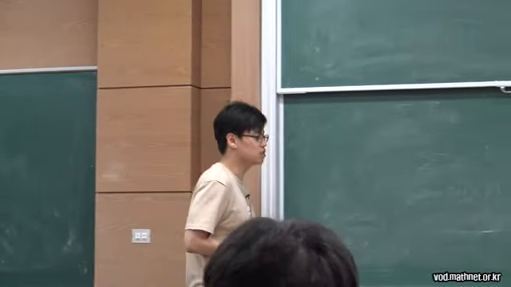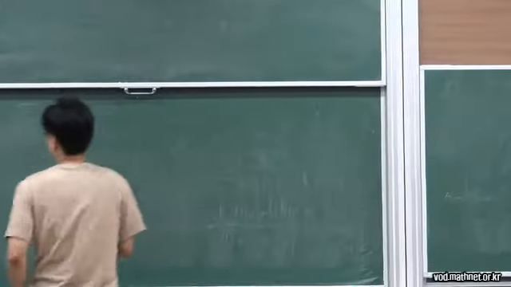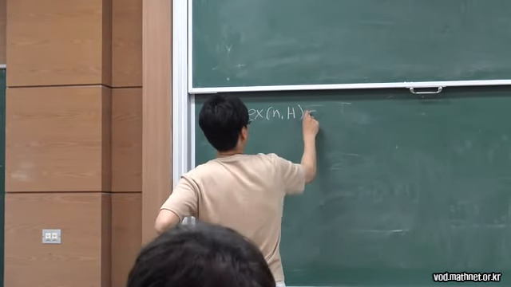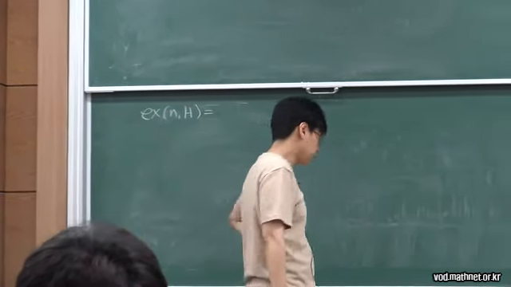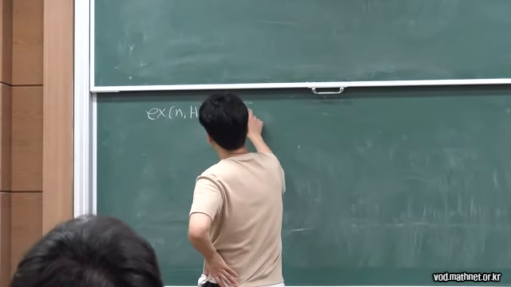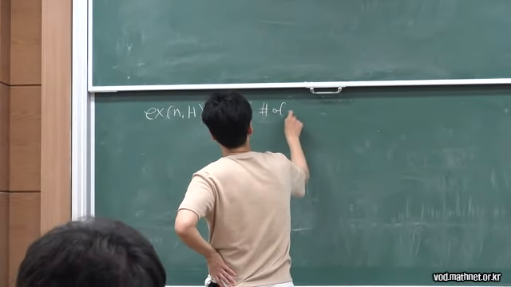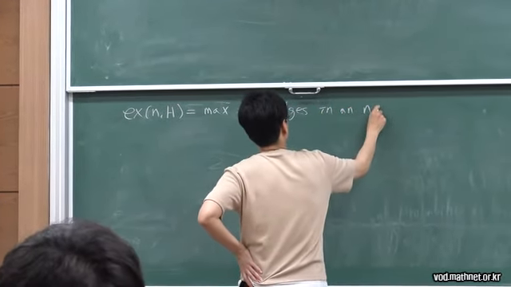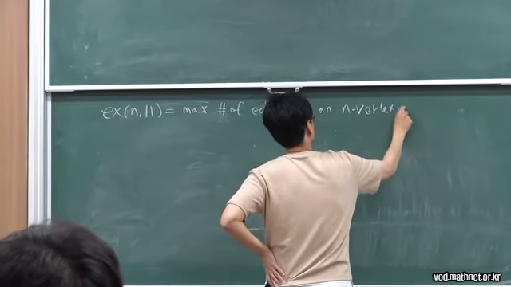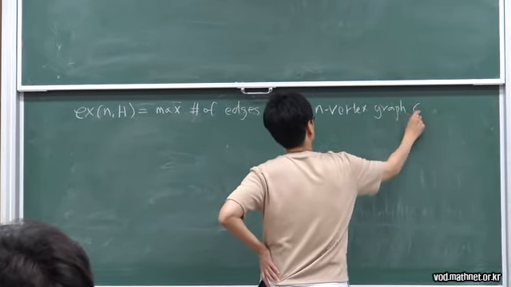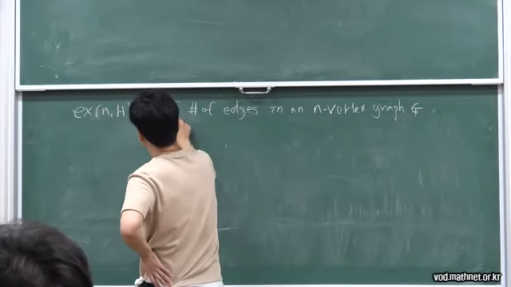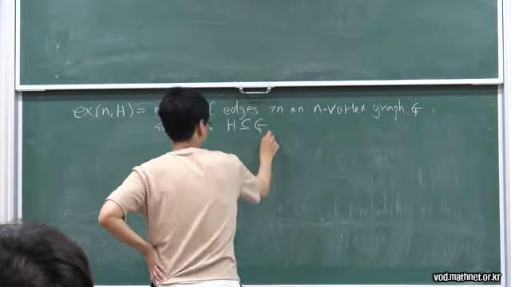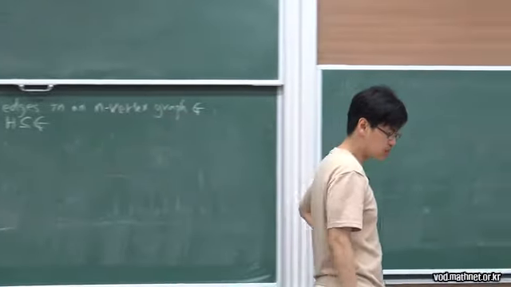We define the extremal number. So the extremal number of n and H is the maximum number of edges in an n-vertex graph G such that H does not embed into G. So G does not contain H as a subgraph.